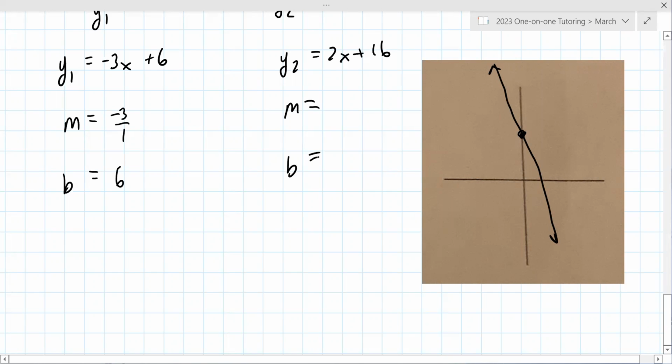Being 2 and 16. Okay, so kind of not to scale, but you start at the 16, you go up, so you can see it intersects there.